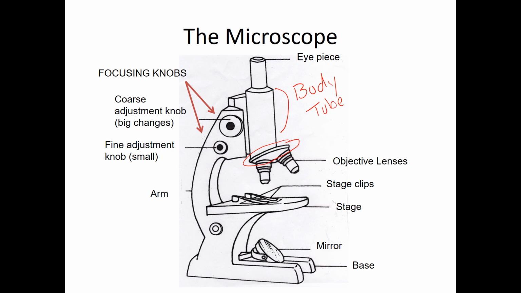Underneath that, we have the stage with the stage clips that hold the microscope slide in place. And then at the bottom on the base, we're either going to have a mirror or a light to shine light up through the slide so that we can see it a little bit better. And then we've got the coarse adjustment knob on the left. The coarse adjustment knob makes the large changes, a really big difference in the focusing. And then once you get it as close to clear as possible, you can go to the fine adjustment focusing knob and make fine adjustments and get it exactly, perfectly crystal clear.